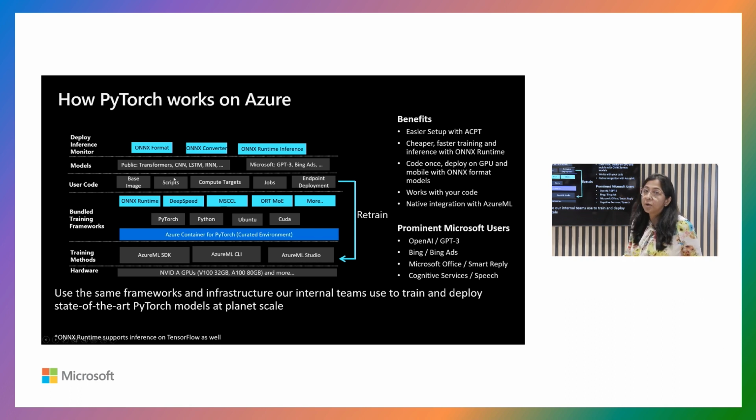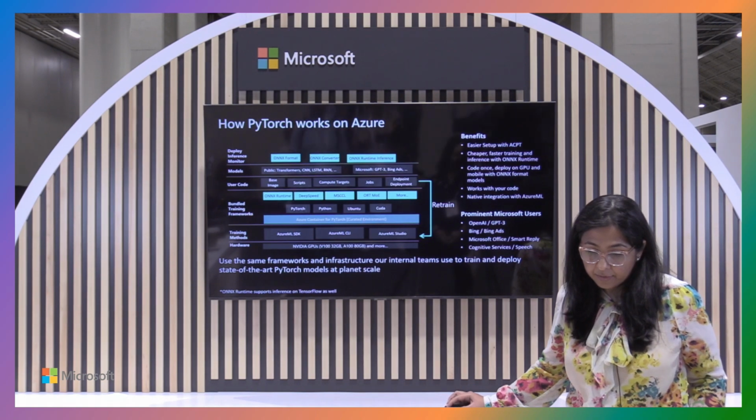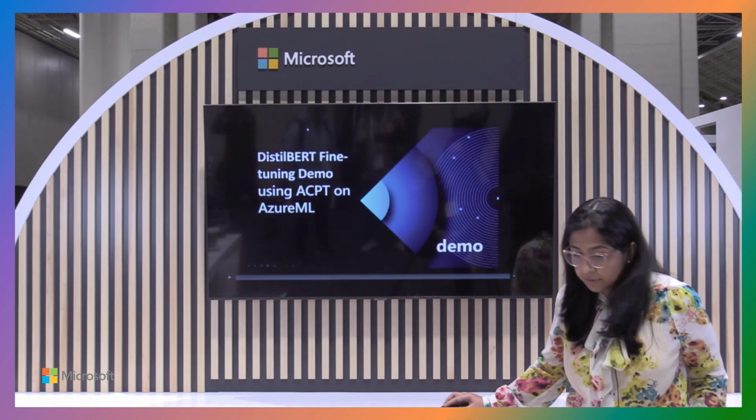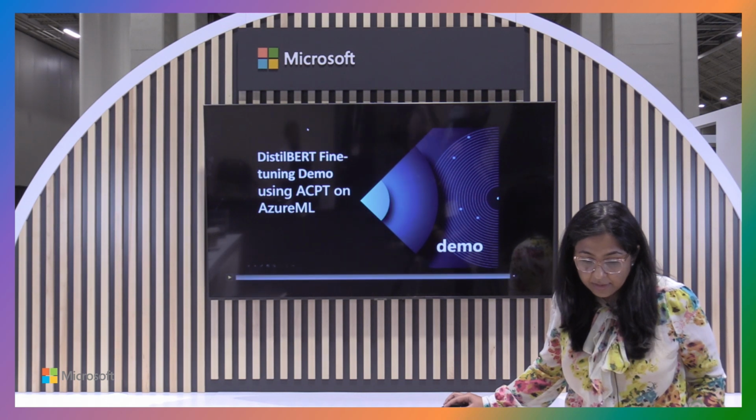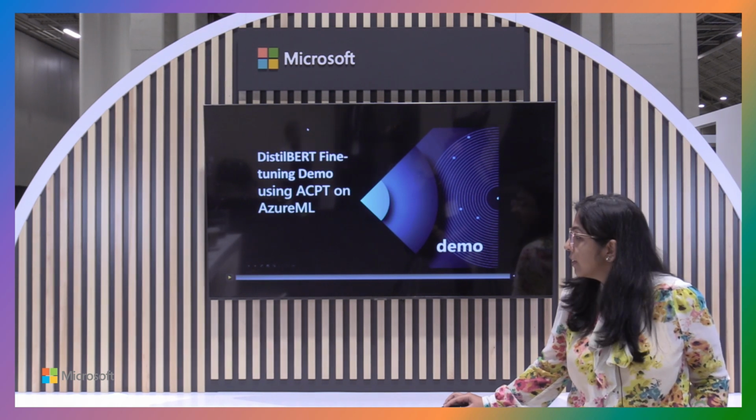So once you have this setup, it's very easy for you to then run some simple scripts and set up your compute targets to use models for like transformers or GPT-3, and then convert it into ONNX format so you can deploy it on any hardware accelerator of your choice. Let me show you how to do that in the next slide. So, this is a quick demo showing you how you can use ACPT. Is it playing?